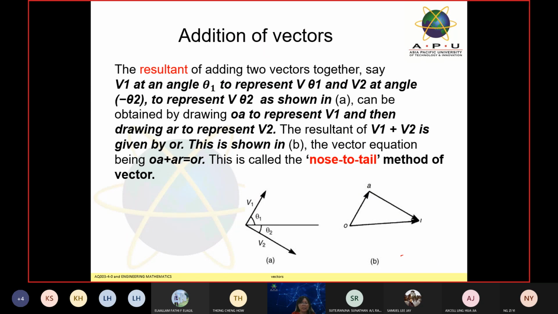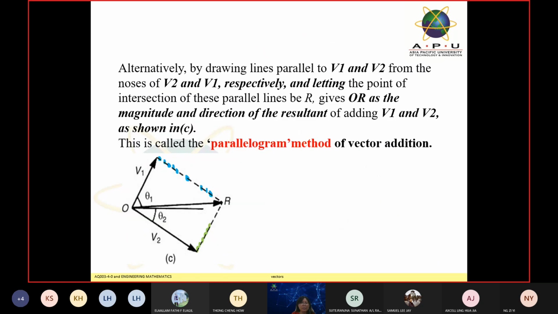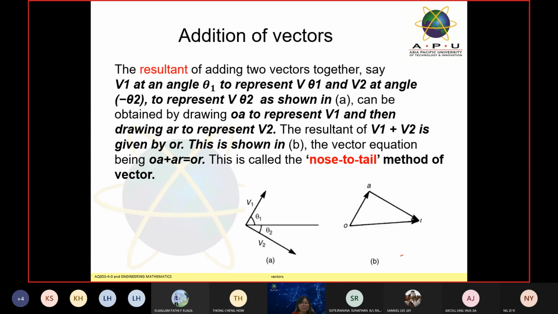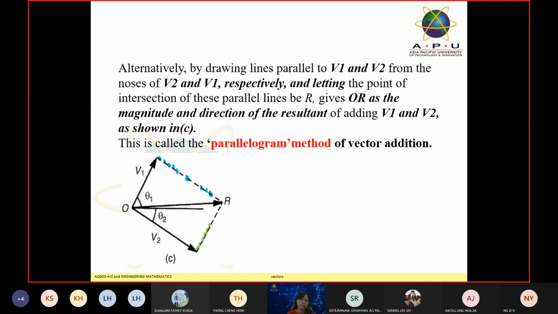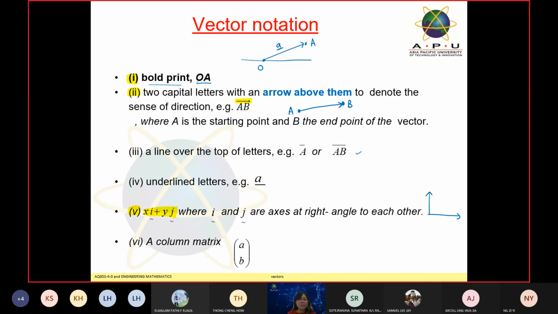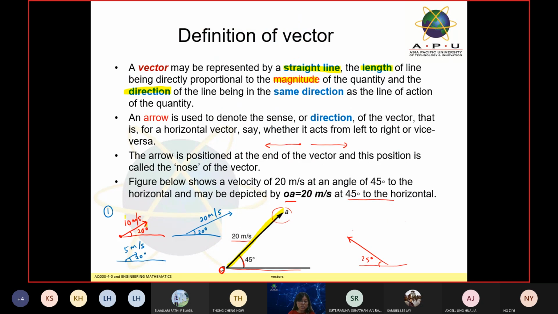For the rest, we have parallelogram addition of vectors. I will just continue this tomorrow, because once I explain it I think I should go further, and there may not be enough time. So I will stop here, just for the introduction.